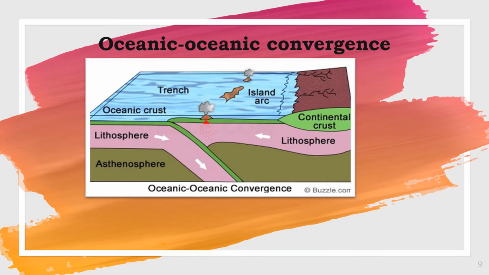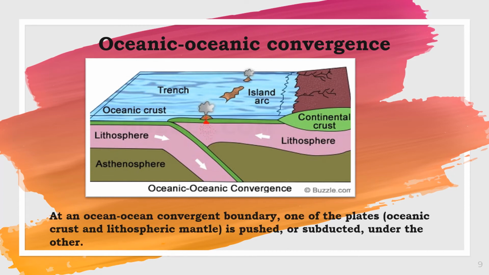Next one is oceanic-to-oceanic convergence. At an ocean-to-ocean convergent boundary, one of the plate's oceanic crust and lithospheric mantle is pushed or subducted under the other. Often, it is the older and colder plate that is denser and subducts beneath the younger and warmer plate. There is commonly an ocean trench along a boundary as the crust bends downward.